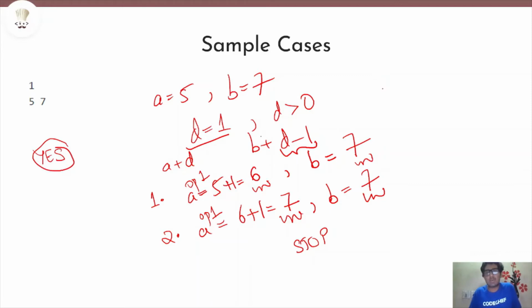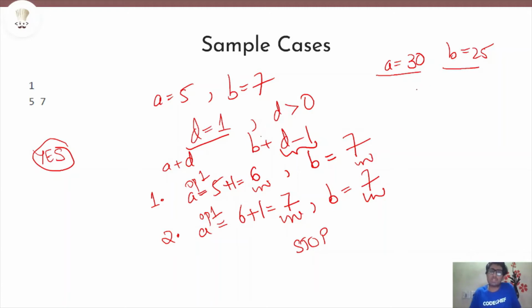But I would like you to pause this video and try to solve this problem for a equal to 30 and b equal to 25. Is it possible to make A equal to B by repeatedly performing these operations? Please take a moment to pause this video and try for yourself.